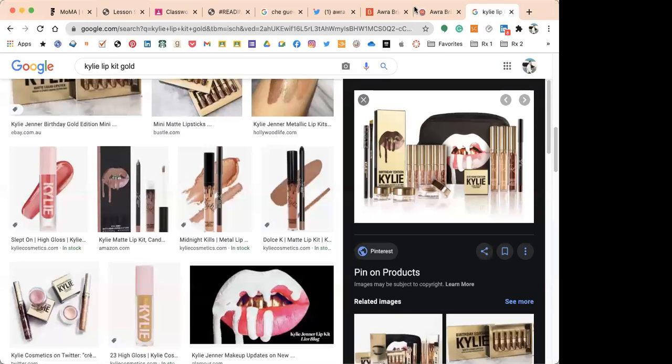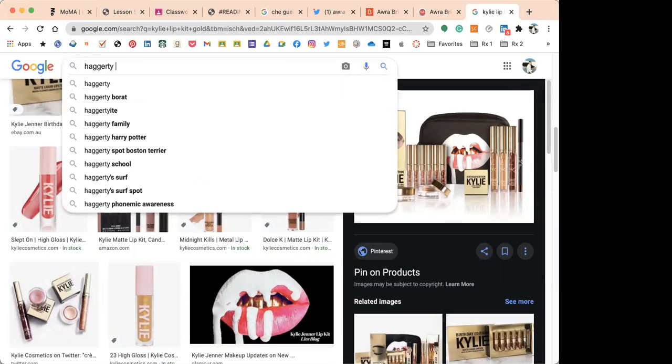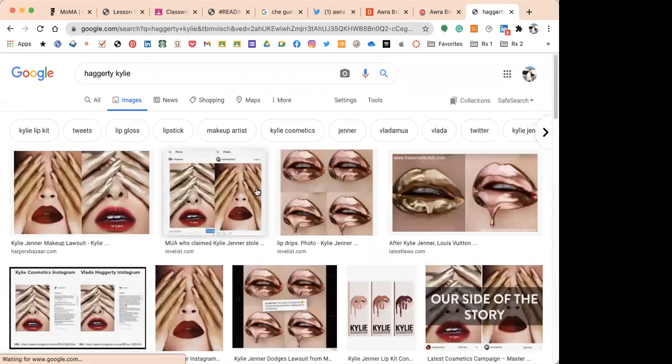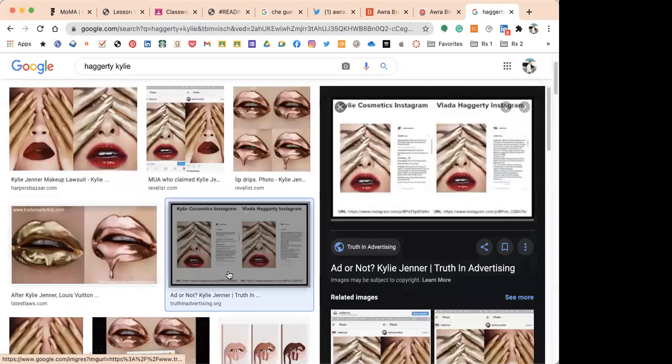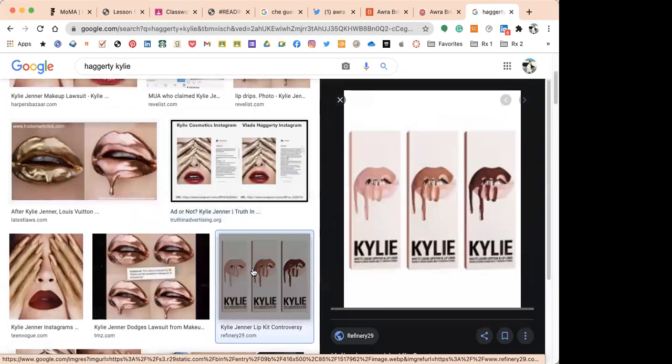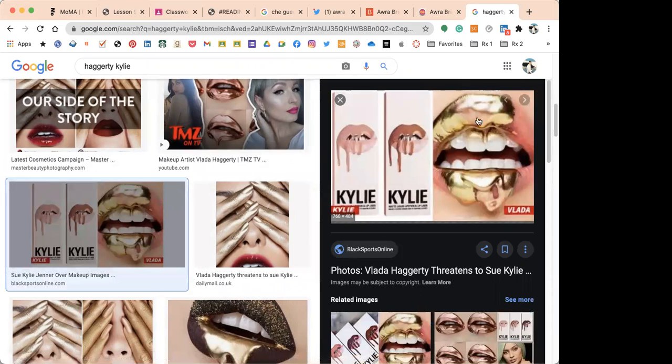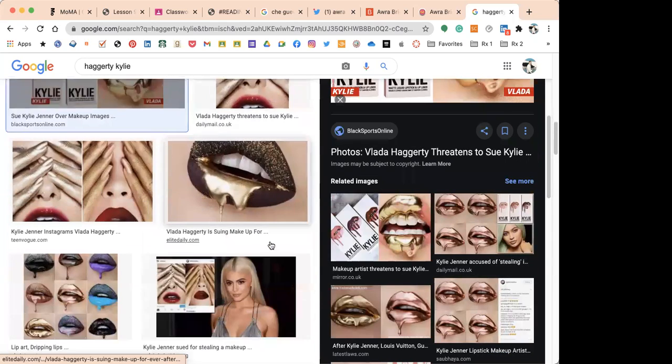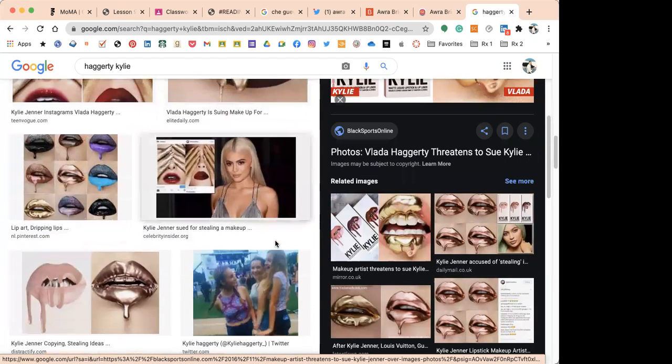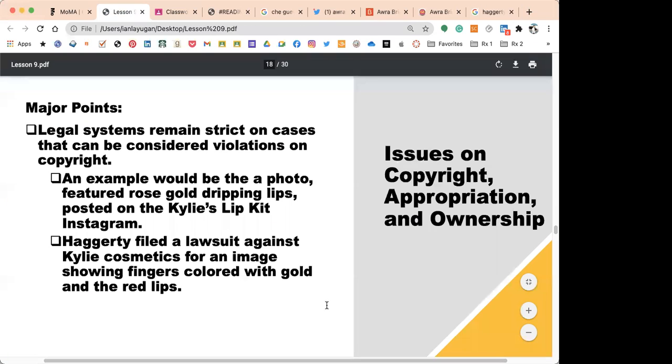Haggerty, Vlada Haggerty. Ayan. So, look at that, 'di ba? So this is what you call appropriation. So kuhang-kuha niya, 'di ba? It was really, if you look at it, I'm not saying that it's really copied because malay natin, but you can see na parang similar na similar nga naman. So medyo valid yung points of Haggerty. That's what you call the dripping lips, all right? So there's a lawsuit.